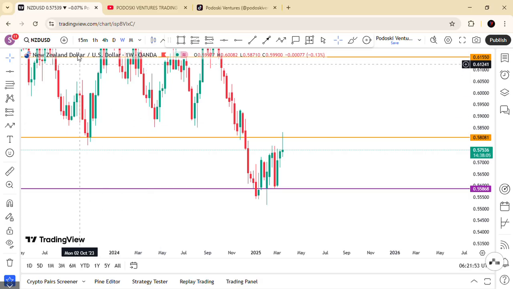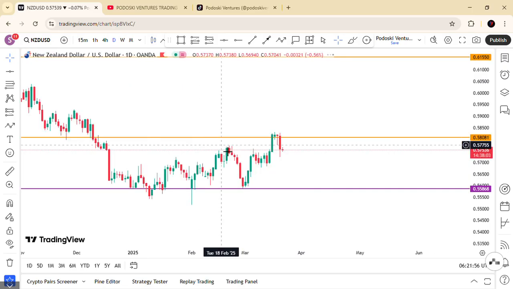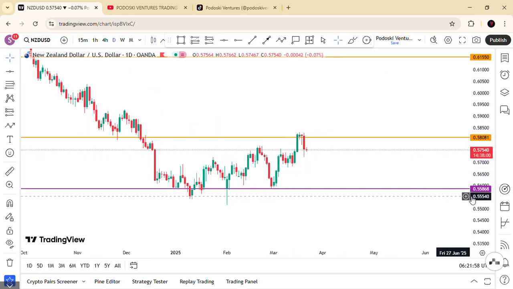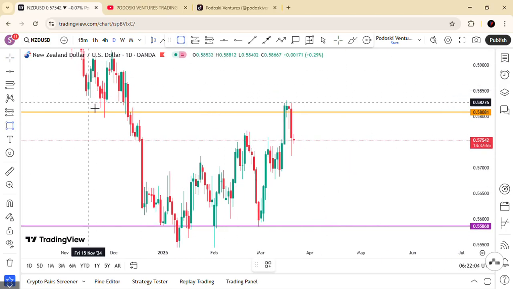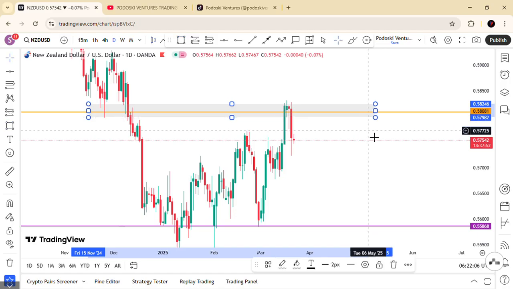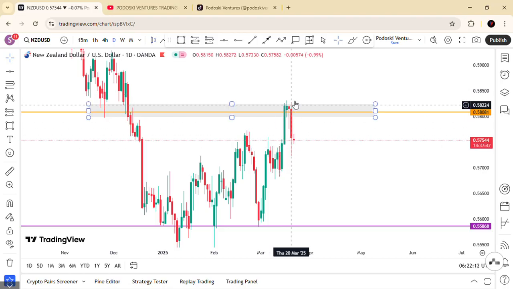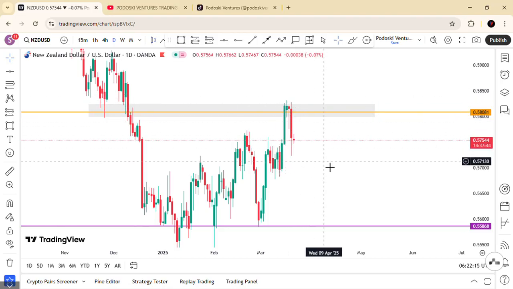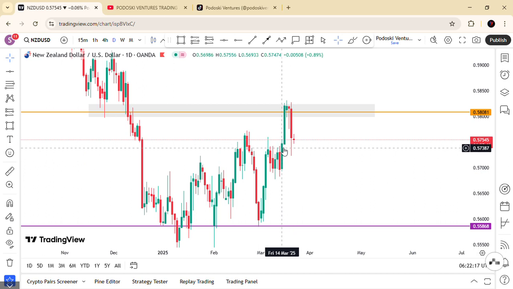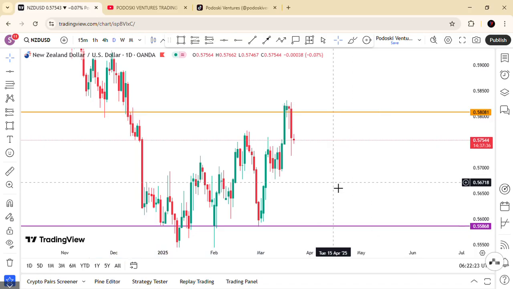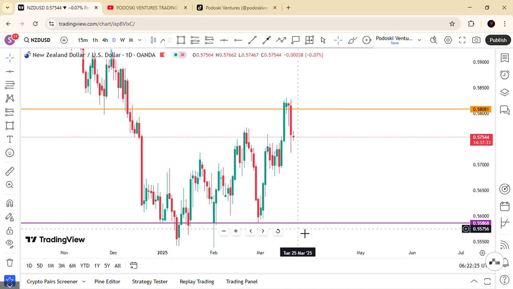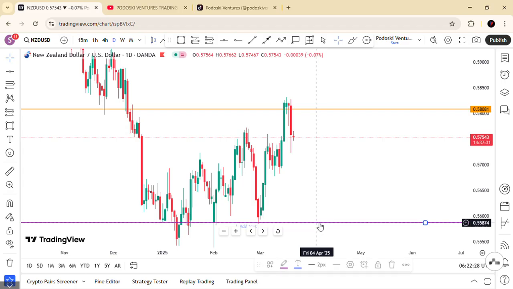Okay, so let's go to the daily time frame. So on the daily time frame, you could see after price tapped into the resistance, then this massive drop which happened yesterday. So today too, we are expecting more drops on NZDUSD. So let's see if the price will drop more or if it will continue next week.